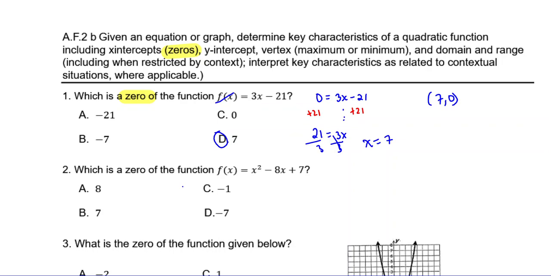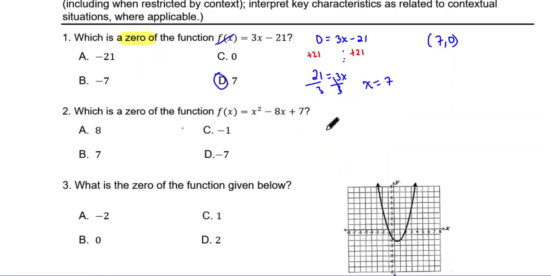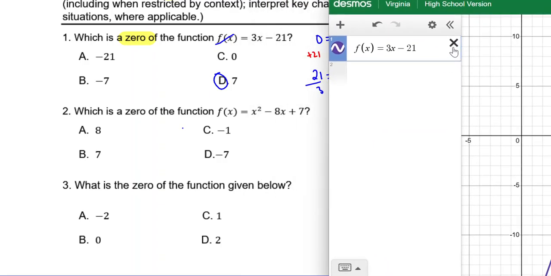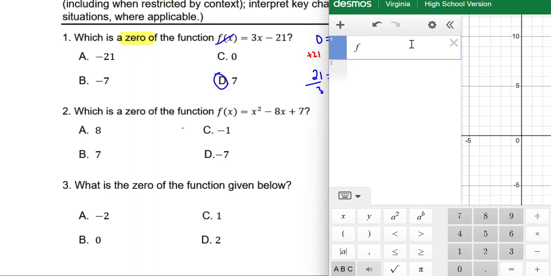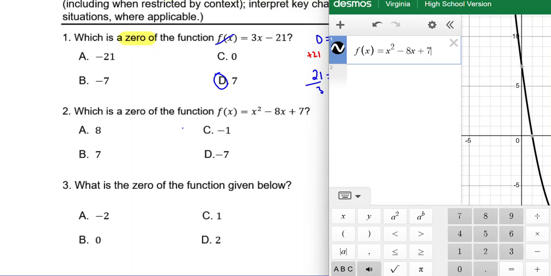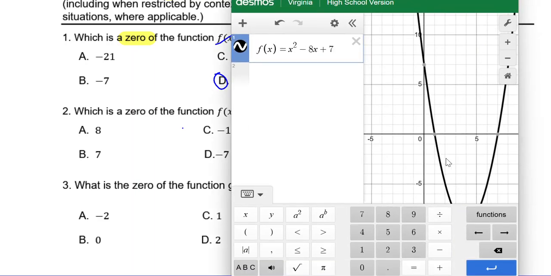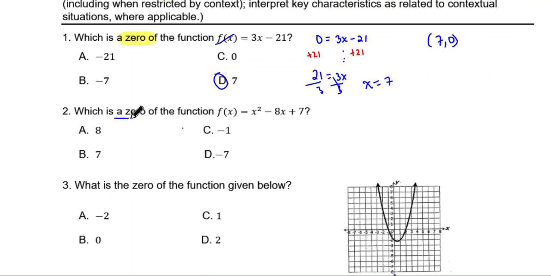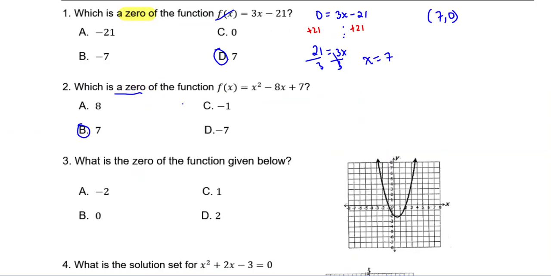Alright, the next one. What is the zero of a function here? I'll plug it in Desmos again and just look at the x-intercept. For problem number 1, you saw that it only had one zero because it was a linear function. But in this one, since it's a quadratic function, it might have two zeros. Let's see. We have two zeros: a zero at positive 1 and a zero at 7. It's asking which is one of the zeros, and 7 is one of the zeros.